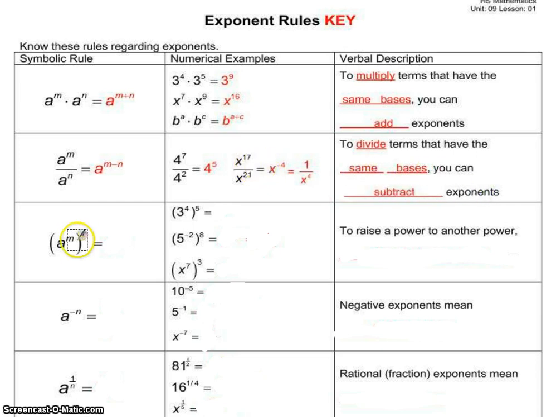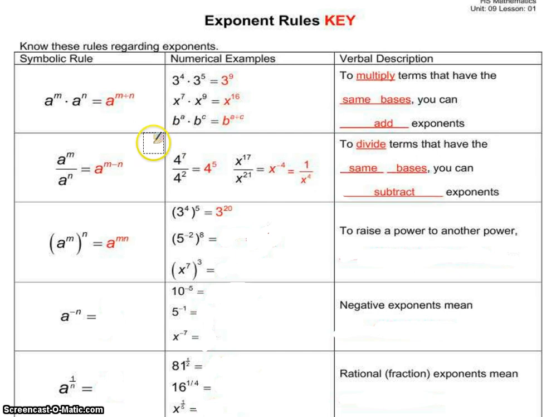Now the next rule that we deal with is, what do I do when I have them inside parentheses? A to the m, to the nth power. Well, what I really do is I take that m and the n, and you multiply them times each other. So in the instance where I have 3 to the 4th to the 5th power, remember that means I have five 3 to the 4ths. So in essence, I really have 20 of those 3s, which is why I have 3 to the 20th power.